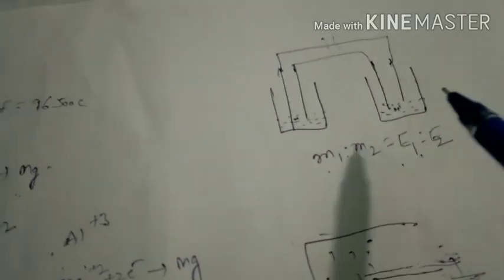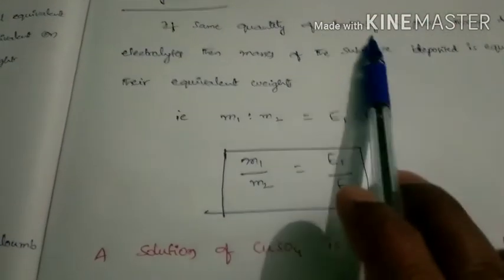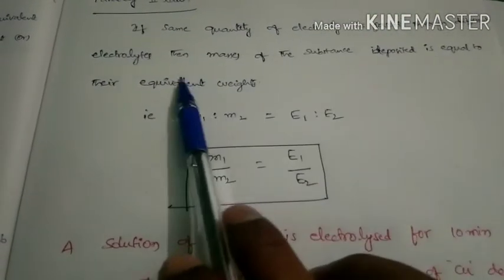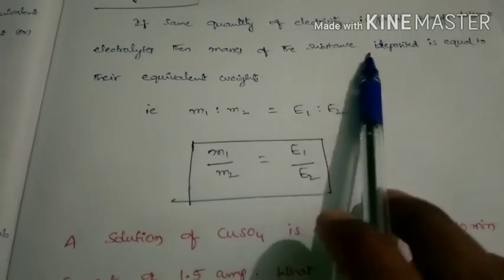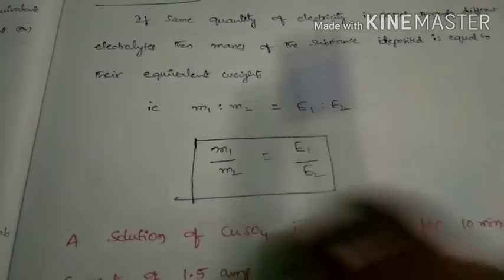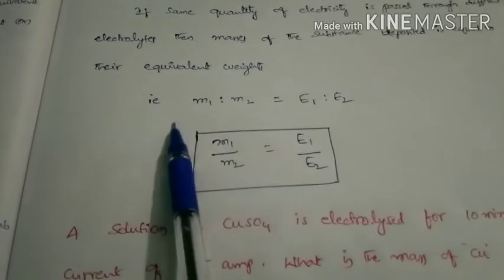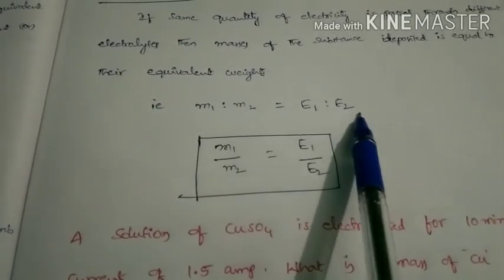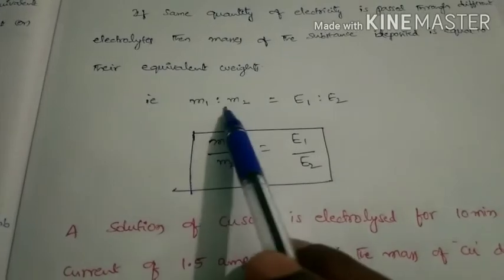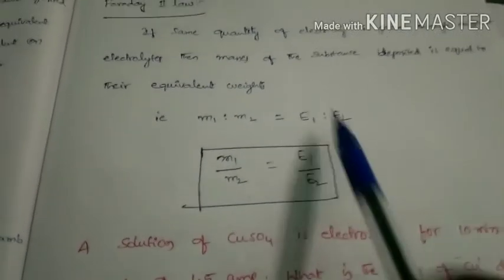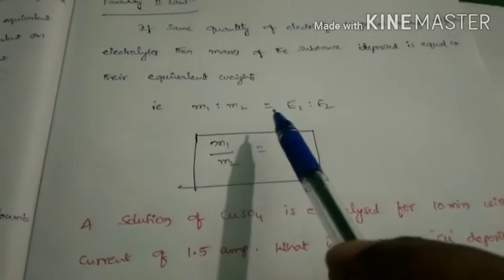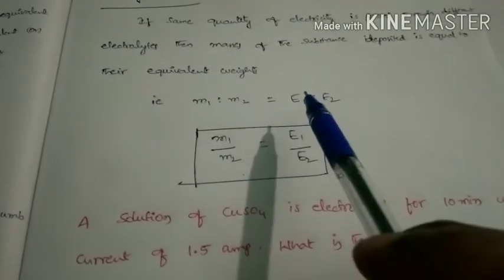So the statement is, if the same quantity of electricity is passed through different electrolytes, then the masses of the substances deposited are proportional to their equivalent weights. That is, M1 is to M2 is equal to E1 is to E2. So we can write this expression like this: M1 by M2 is equal to E1 by E2. So this is a simple law. That is about Faraday's laws of electrolysis.